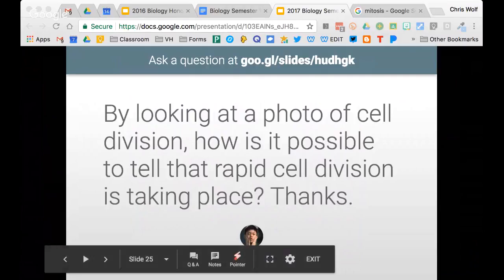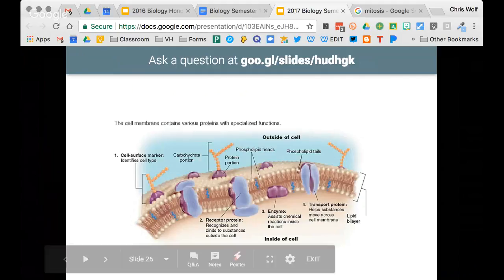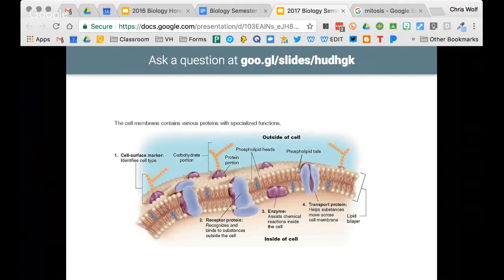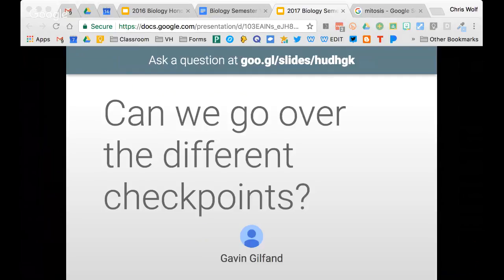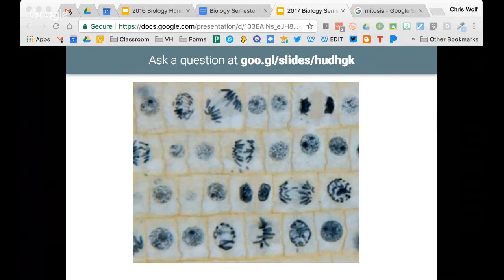All right, let's move on to the next slide. That was on the cell membrane. So that kind of talked about the different checkpoints. Someone's asking, can we go over the different checkpoints? Sure, I can talk about those again. Yes, let's go back to this slide here.